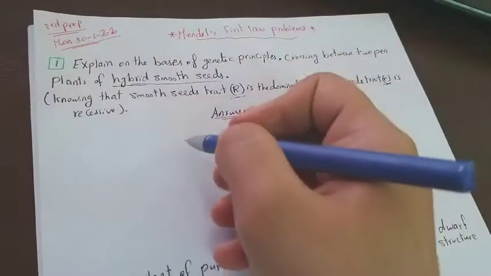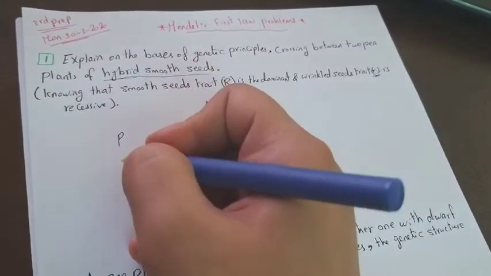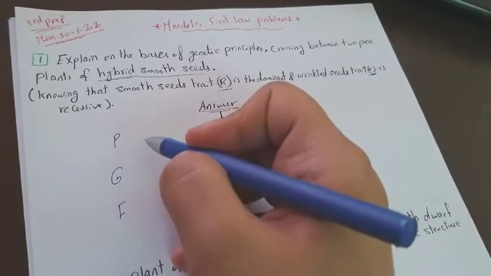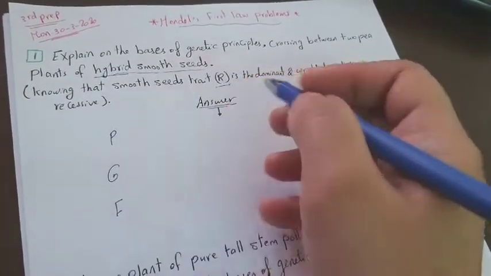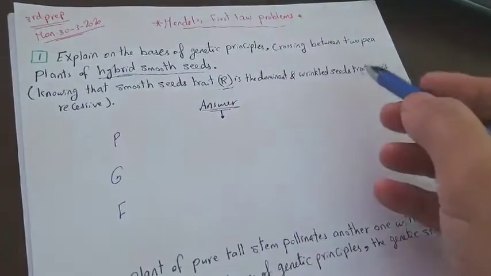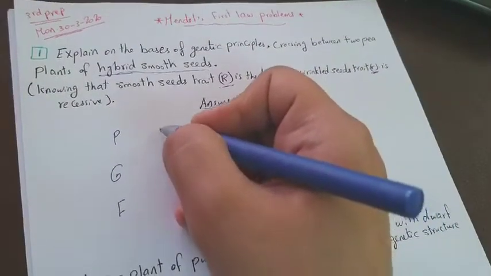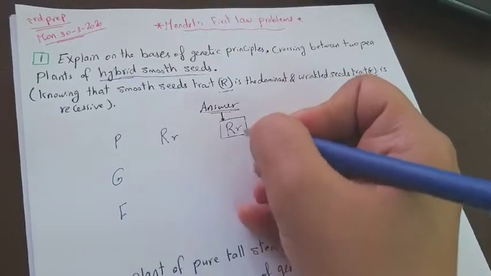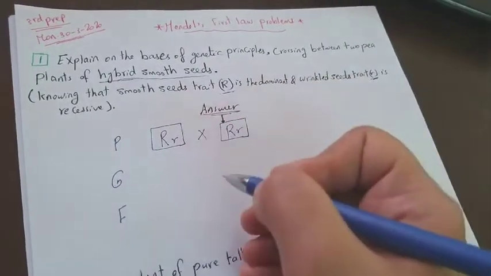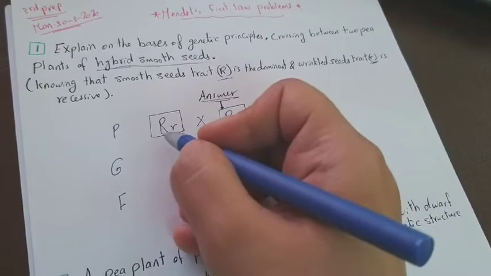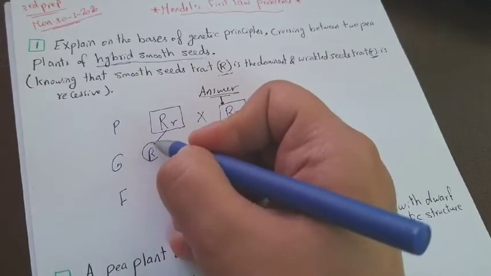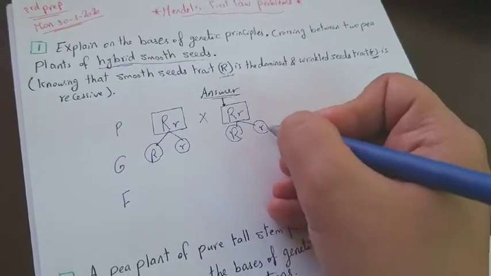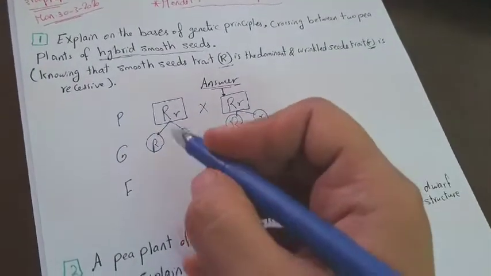They are hybrid smooth seeds. And if you remember, hybrid means we have here parents and then gametes and then the first generation. The two individuals are hybrid. One of the traits is dominant and the recessive trait is R small. So here the father will be R capital, R small, and the mother R capital, R small. They are crossed to each other. So the gametes here will separate from each other. This will be R capital, R small, R capital, R small, separated from each other and form the first generation finally.